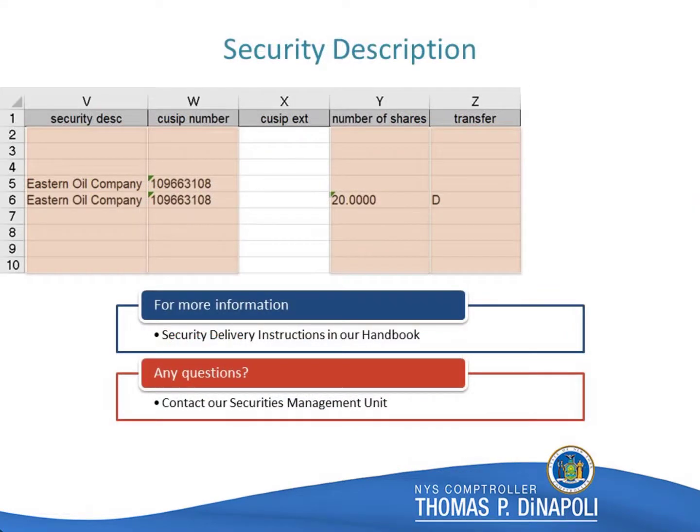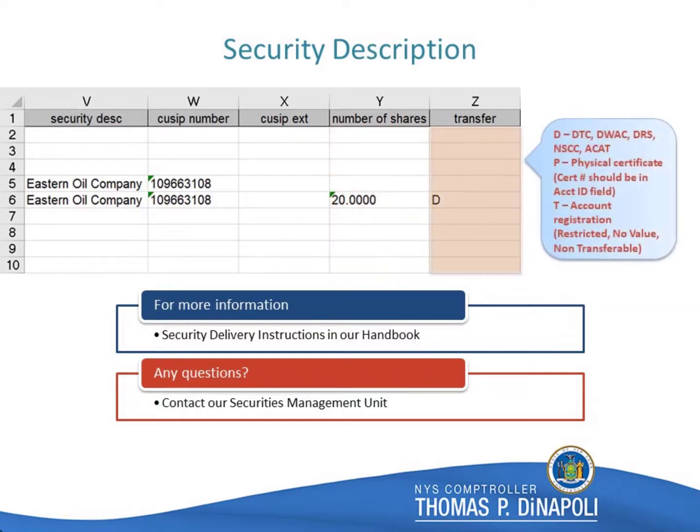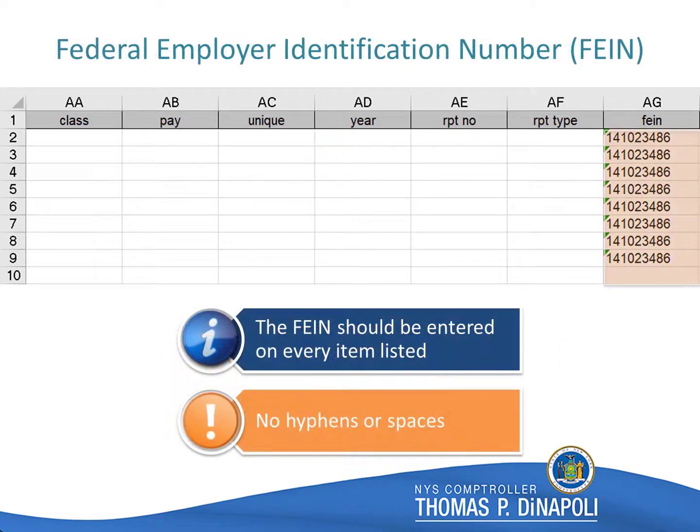Columns V through Z are for securities. In column V, enter the security description. Column W, enter the CUSIP number. Column X is for internal use only. Leave this column blank. Column Y, enter the number of shares. Column Z, enter the method of transfer. Leave columns AA through AF blank. In column AG, enter the holding organization's federal employer identification number.